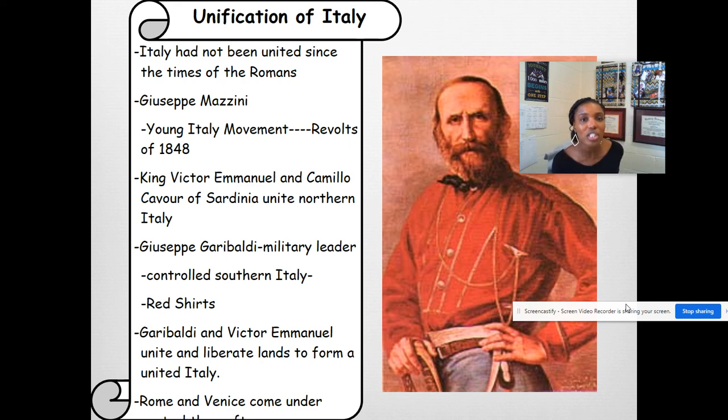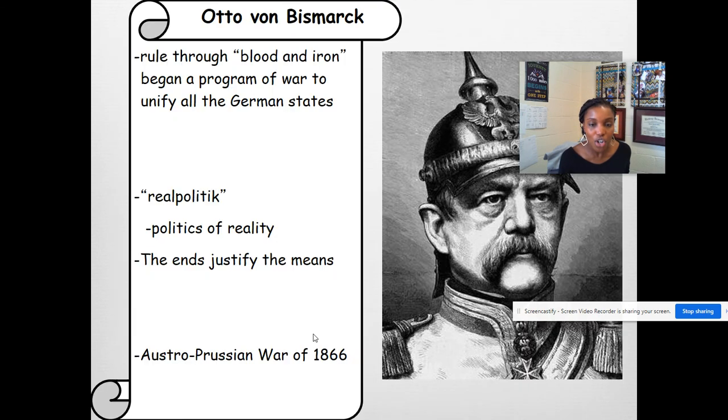Again, this feeling of nationalism, unification. With unification becomes power, which breeds power and strength. Giuseppe Garibaldi, also on the quiz, highlight, he was a military leader, controlled southern Italy, and started an organization called the Red Shirts. Garibaldi and Victor Emmanuel unite and liberate lands to form a more united Italy, north and south. Rome and Venice come under control.